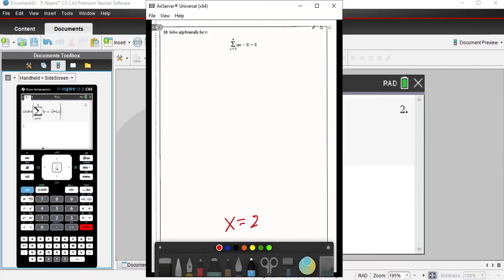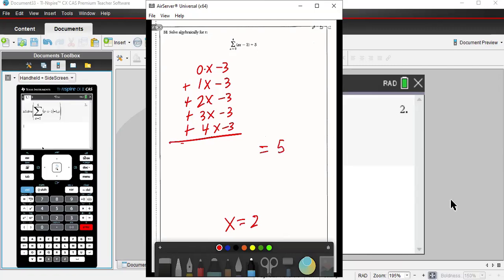Summations just mean wherever you see the letter A, you're going to plug in a number, and you're going to go from 0 to 4. So the very first one is going to be 0 times X minus 3, and then it's going to be plus 1x minus 3. Then it's going to be plus 2x minus 3. Then it's going to be 3x minus 3. Then it's going to be 4x minus 3. We're going to total that up, and that's going to be equal to 5. And then we got to solve it.